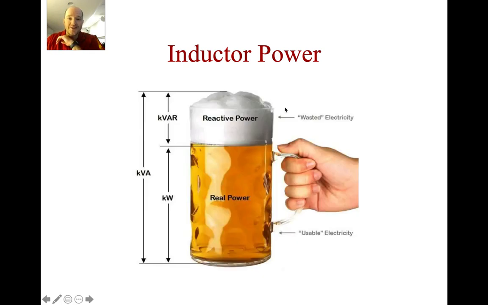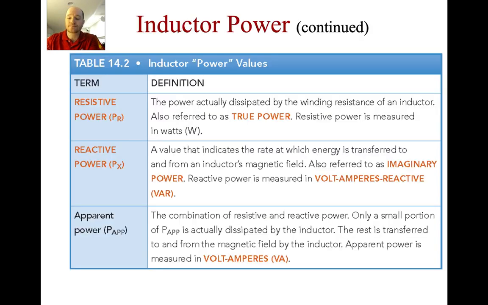So here's a fun way to think about it. Your bartender, me, gives you a brew. This is a very popular picture, it's out there a ton. Here's our real power, our kilowatts. This is our reactive power, and this is the total. This is our usable electricity. This is our not usable electricity, wasted, the foam. You blow it off, and this is the total value. We'll be looking at this from a geometrical standpoint next week.